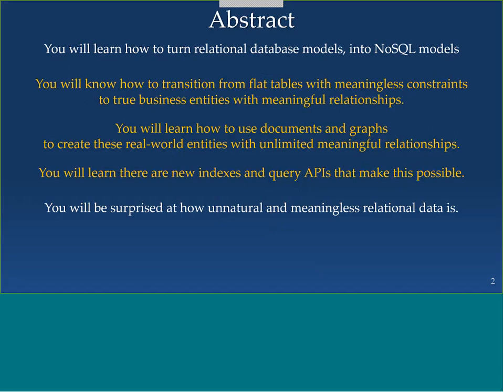Today, I want to share how we are turning relational database models into NoSQL models. The idea is to transition from flat tables with meaningless constraints to true business entities with meaningful relationships. We use documents and graphs to create these real-world entities and have unlimited meaningful relationships between those entities and within those entities. There are some new indexes we'll talk briefly about and query APIs that make this possible.